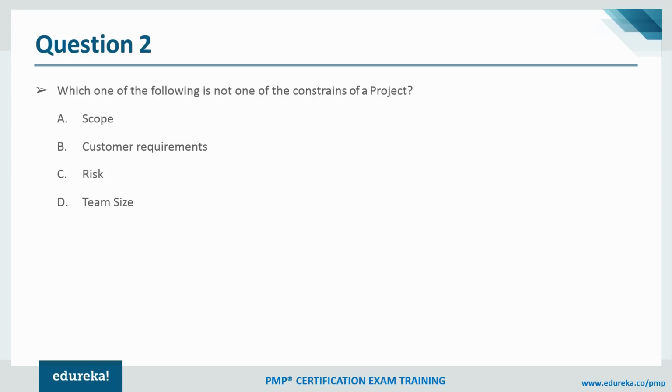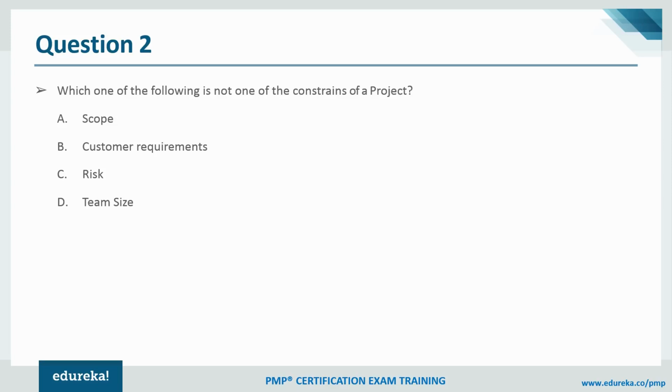And the next question is, which one of the following is not one of the constraints of a project? Now this is a slightly tricky one. You may have to refer to the constraints that I just showed to you. So if you're taking notes, that will come in handy now. You can use the notes. PMP examination is not an open book examination, but in this session I'll give you the liberty to refer to your notes. So while you're typing in, let me just read out the options that we have: scope, customer requirements, risk, and team size.